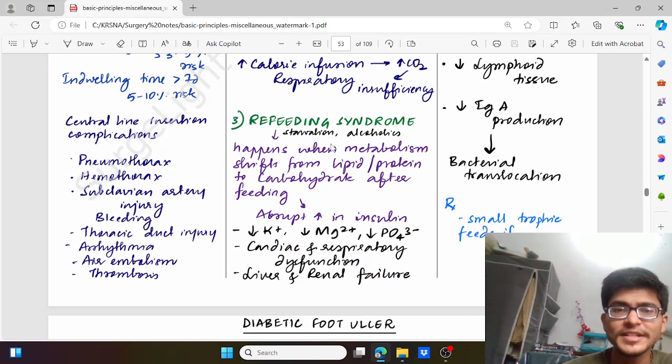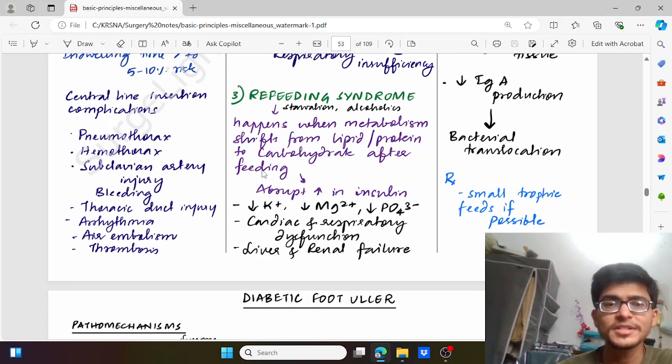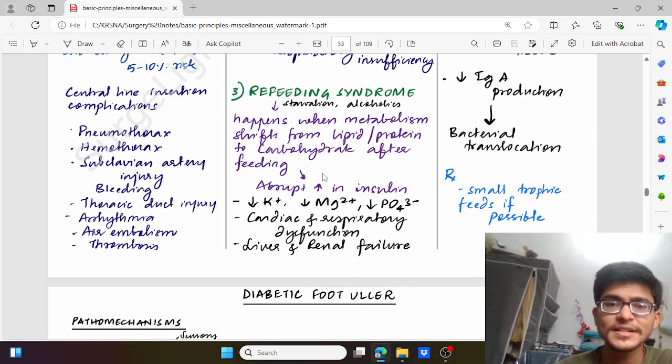Then third one is the refeeding syndrome, which is seen in starvation and alcoholics, when metabolism shifts from lipids or protein metabolism to carbohydrate metabolism after feeding. There's abrupt increase in insulin, resulting in decreased potassium, magnesium and phosphate, which result in multi-organ dysfunction, cardiac, respiratory, liver and renal.